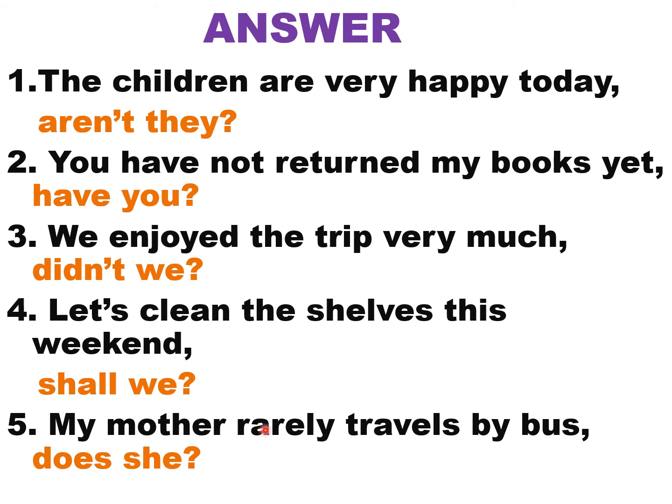My mother rarely travels by bus. There is no auxiliary verb. Here we have main verb travels, simple present tense, and we have this rarely. This indicates that this sentence is negative. So the answer must be in positive sense. The tag must be positive. So simple present tense, does, and here we have mother, my mother. So she is the answer. Does she?